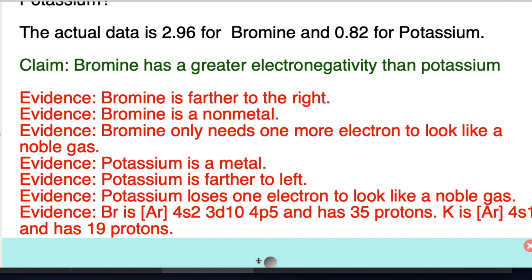However, this isn't data that we need because in the end, electronegativity is influenced by the protons pulling on the electrons and how far away those electrons are. For electronegativity, we're talking about bonding electrons, so we're talking about valence electrons. So the piece of evidence that we would want is that piece of evidence at the bottom.